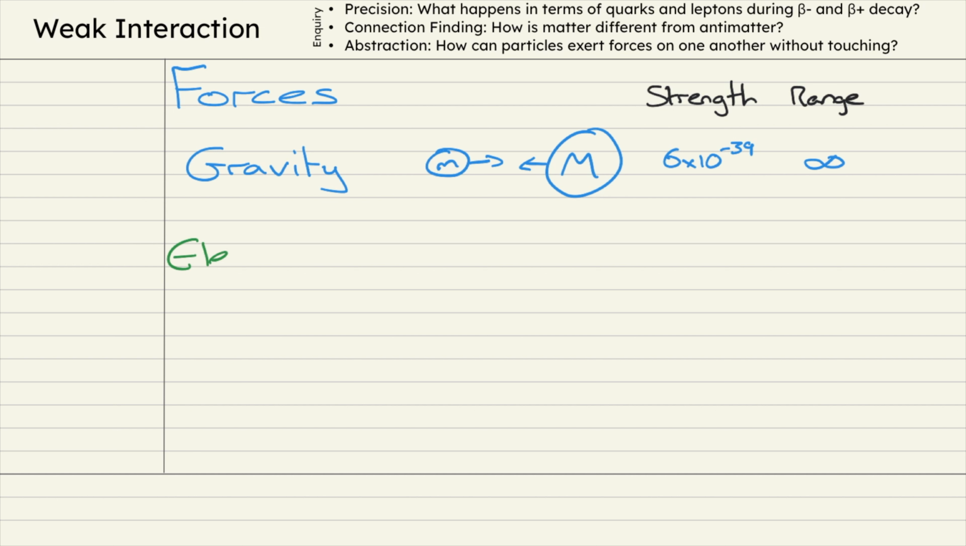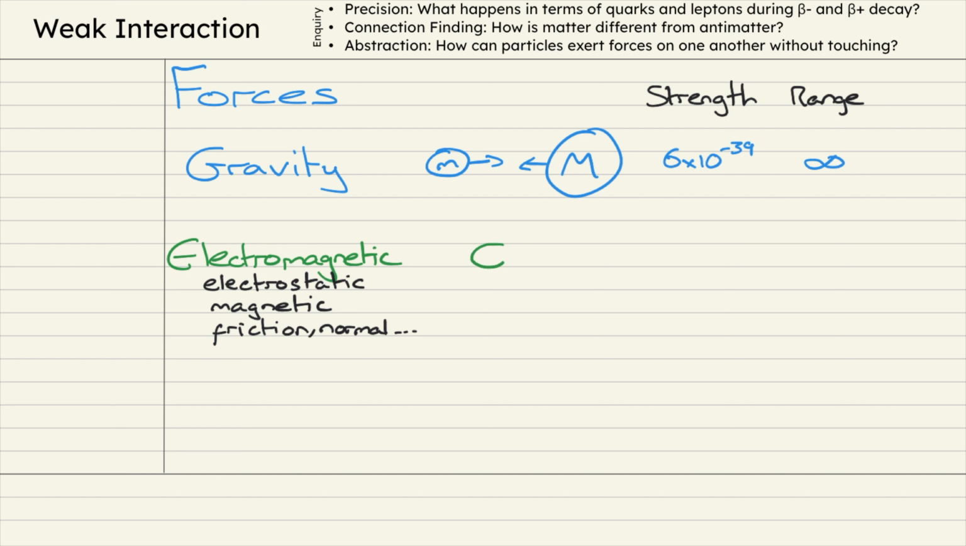Next is the electromagnetic force. Now electrostatic and magnetic forces fall under this obviously, but so do things like friction and the normal reaction force and tension. Now if you think about it, when you stand on the floor, you don't really touch it. The nuclei in your foot get very close to the nuclei in the floor, but they won't actually touch. They will repel. And that is the electromagnetic force. It's way stronger than the force due to gravity, but still only has a relative strength of 7 × 10 to the minus 3. It has infinite range as well though.